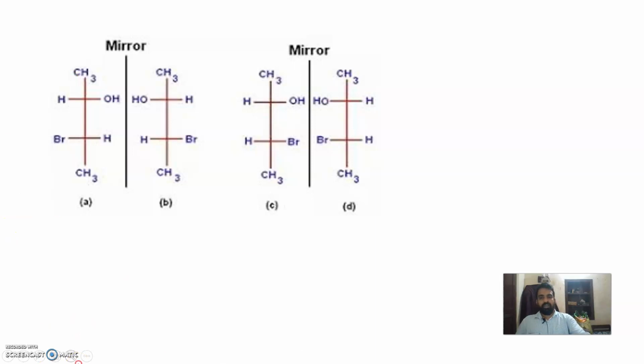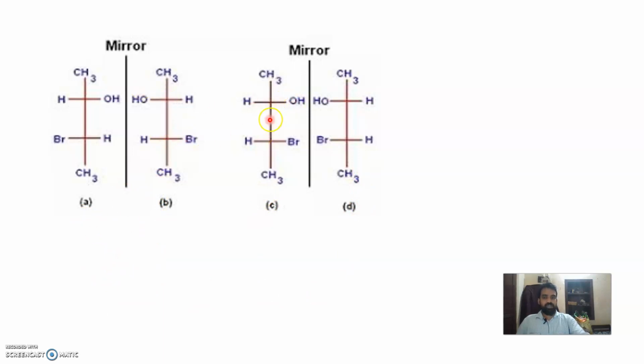Again, you see here, A and B are enantiomers. They are mirror images to each other. Similarly, C and D are also enantiomers. Actually they are meso, I will discuss later. Or A and B are enantiomers. A and C are diastereomers. A and D are diastereomers. B and C are diastereomers.